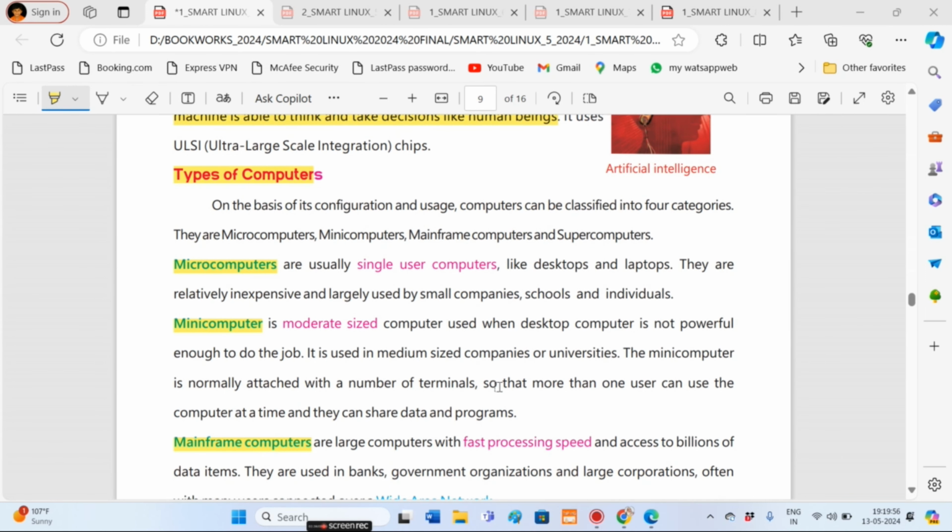Types of computers. On the basis of its configuration and usage, computers can be categorized into four: microcomputers, mini computers, mainframe computers, and supercomputers. Microcomputers are usually single user computers like desktop and laptop. They are relatively inexpensive and largely used by small companies, schools, and individuals. Mini computer. It is a moderate sized computer used when desktop computer is not powerful enough to do the job. It is used in medium sized companies or universities.